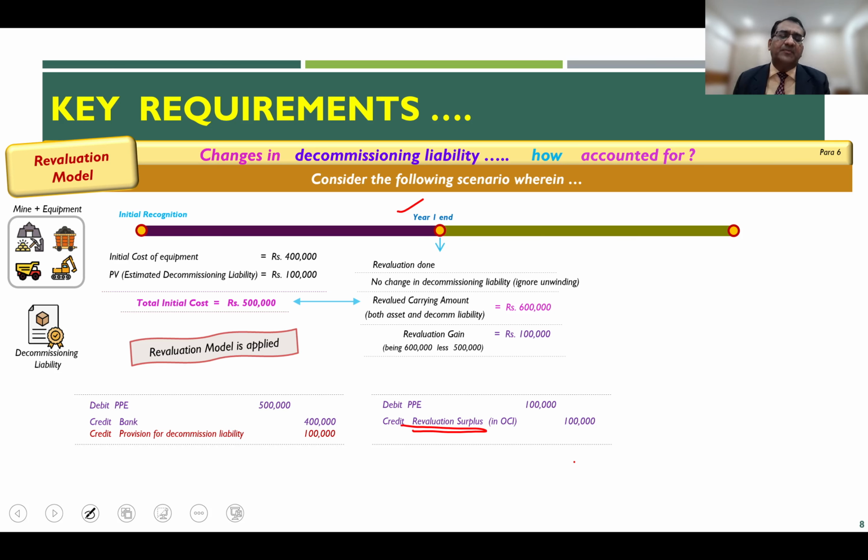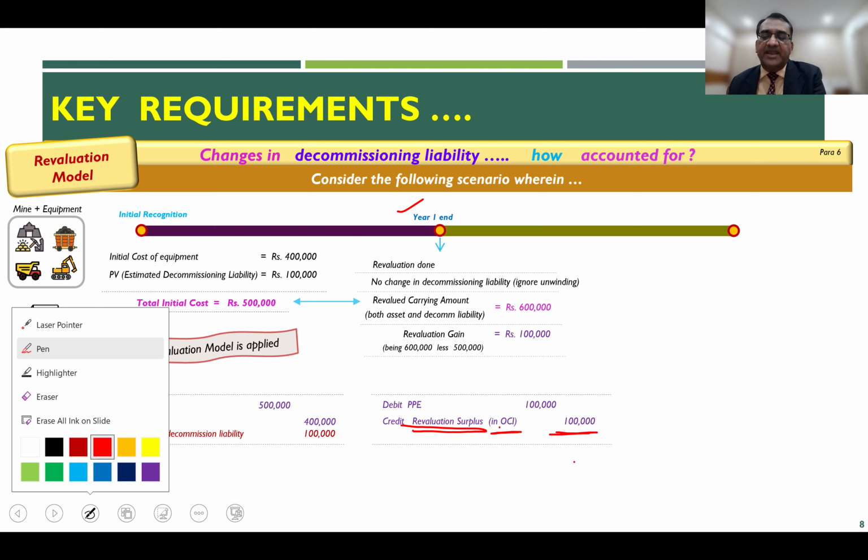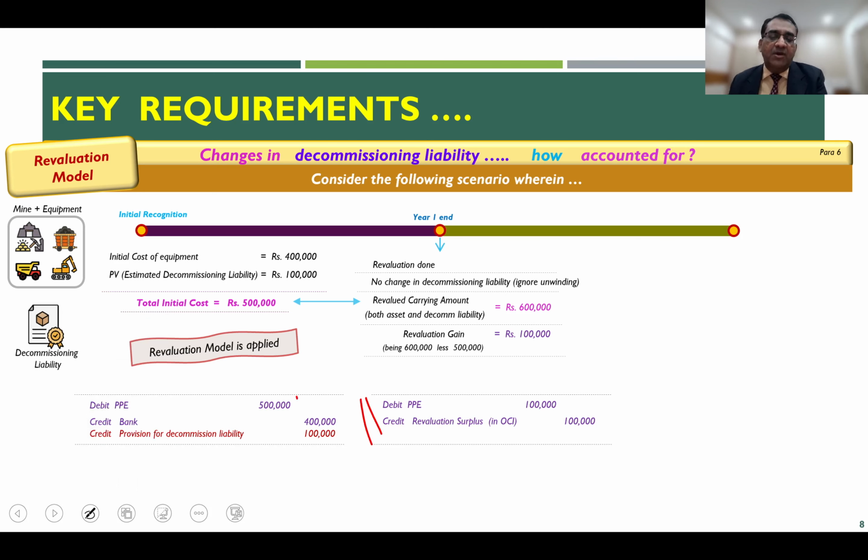And as we saw the principle in the earlier slides, 1 lakh would be a credit to revaluation surplus that will be accumulated in OCI, and the corresponding debit will go to PP&E, because now your PP&E will be carried at 5 lakhs plus 1 lakh of revaluation gain, 6 lakh rupees.